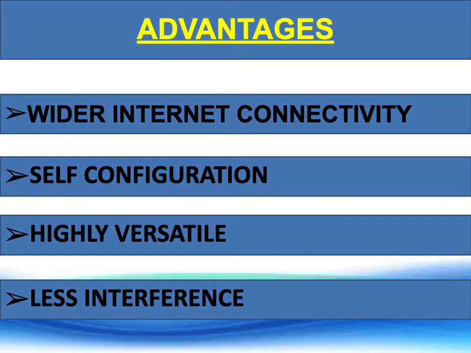Various advantages of wireless mesh networks are wider internet connectivity, self-configuration, high versatility, and less interference. The cost of designing the network is lower for fewer nodes, even for large network coverage. Wireless mesh networks show better performance even for a large number of nodes in the network. They rely on various Wi-Fi standards. It is useful for no line of sight, NLOS, networks. It is self-configuring and self-healing. It is easy to install and uninstall, which makes the network more adaptable with fewer or more nodes.